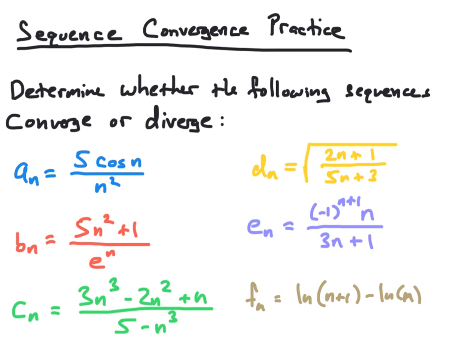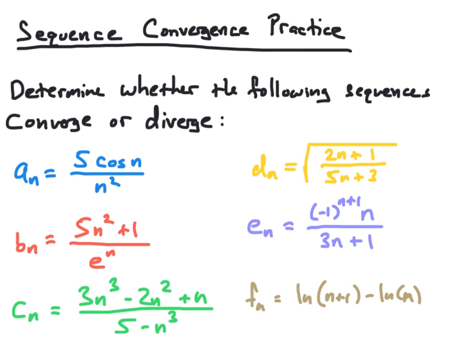In particular, we're going to look at the sequences a sub n equals 5 cosine n over n squared, b sub n equals 5n squared plus 1 over e to the n, c sub n equals 3n cubed minus 2n squared plus n over 5 minus n cubed, d sub n equals the square root of 2n plus 1 over 5n plus 3, e sub n equals negative 1 to the n plus 1 times n, all over 3n plus 1, and f sub n equals the natural log of n plus 1 minus the natural log of n.